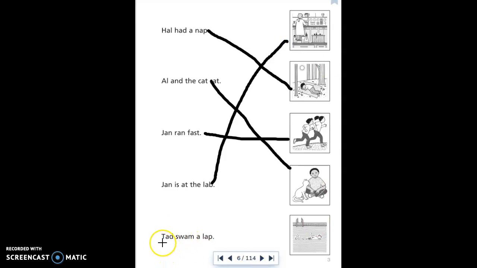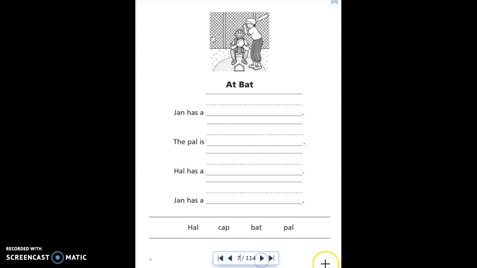Final sentence. Tad. That's just the name of a person. Swam, a lap. Tad swam a lap. Well, right there, straight across. Okay, good work. Let's turn our page over and we'll work on page 4 together.